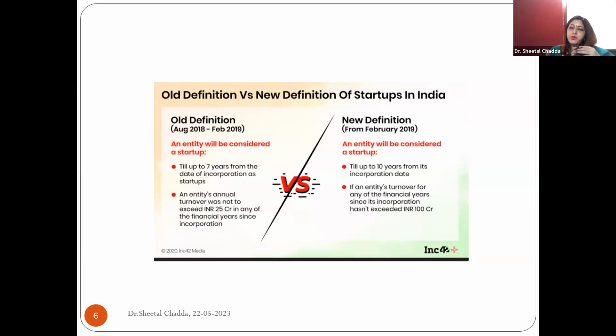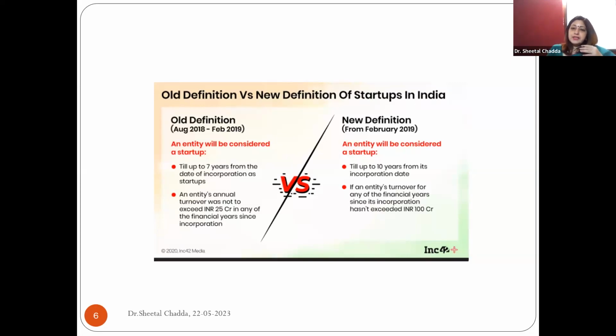So why is the definition of startup important? It is because if your company falls under the startup definition, then there are certain government benefits and certain government incentives which will become applicable to you. So this is what is called a startup.